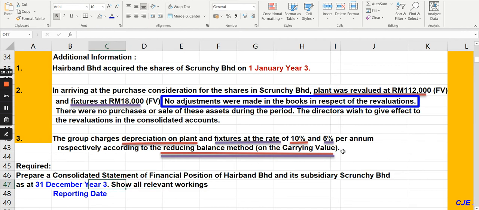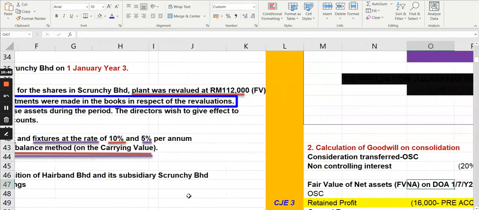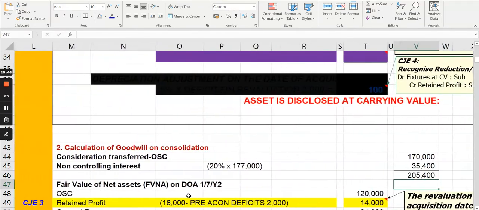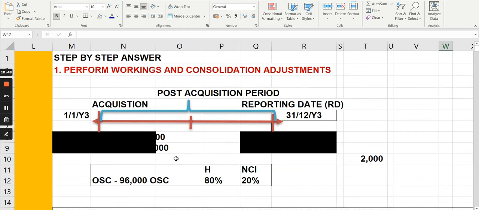So what are the relevant workings that you need to show? You are going to show the workings for the goodwill on consolidation, the schedule to calculate the group reserve, and the non-controlling interest, and then only you can prepare your statement of financial position, or the group statement of financial position in particular. Right. Let us look at what we have.